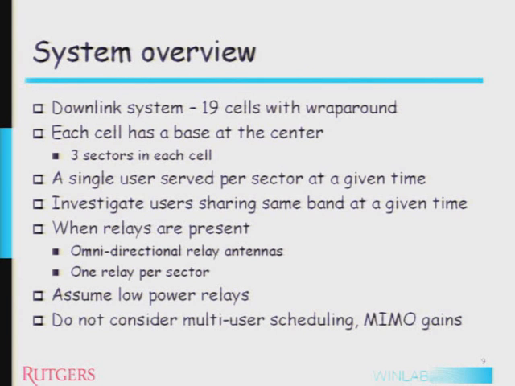The system overview is that we are going to simulate a downlink system with 19 cells with wraparound, and each cell has a base station at the center with 3 sectors. We are going to consider a single user being served at any given time, and we're going to look at only those users who share the same band at the given time. When relays are present, we are going to have omnidirectional relay antennas and one relay per sector. We are going to assume these relays can be built very cost-effectively and inexpensively, and we are assuming low power relays. We do not consider multi-user scheduling, MIMO gains, and all the bells and whistles are gone now. So we're just going to look at only how much gain relays are going to give us.